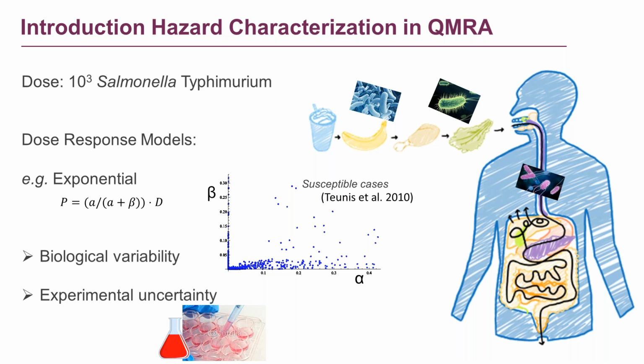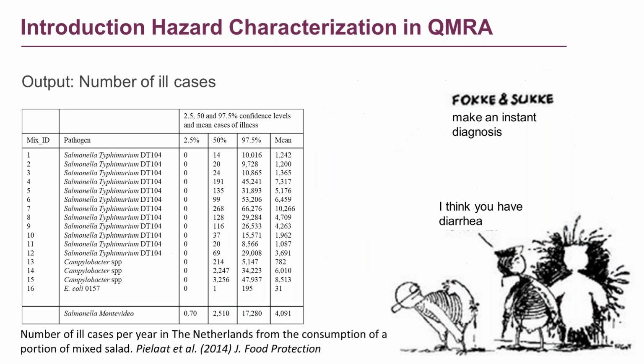So if you do this, then you can come up with a response that is the number of ill people, and I have an example here on how we did a dose response model for portions of mixed salad that are eaten raw.